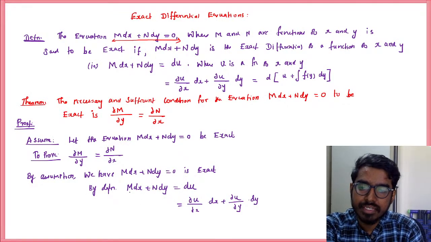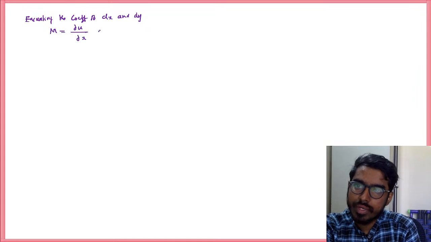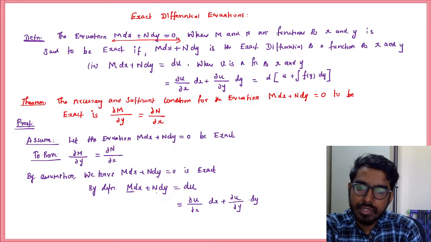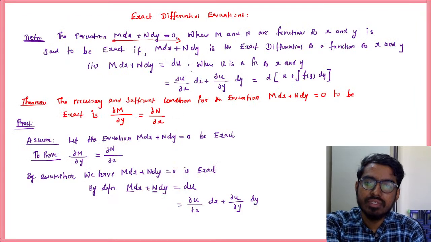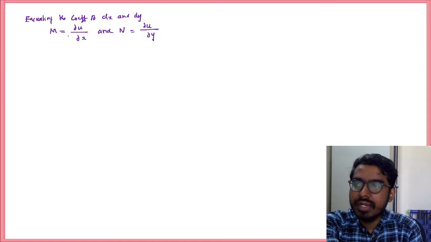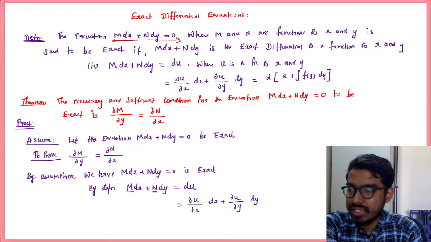So equate the coefficient of dx. So we have M equal to dou u by dou x, and N equal to dou u by dou y. This I'm writing by total differential, exact differential. Both are the same. So u is a function of x and y, and du will be dou u by dou x dx plus dou u by dou y into dy. So equating the coefficient of dx and dy, we have M equal to dou u by dou x and N equal to dou u by dou y. The problem is very easy, just understand this theory part.